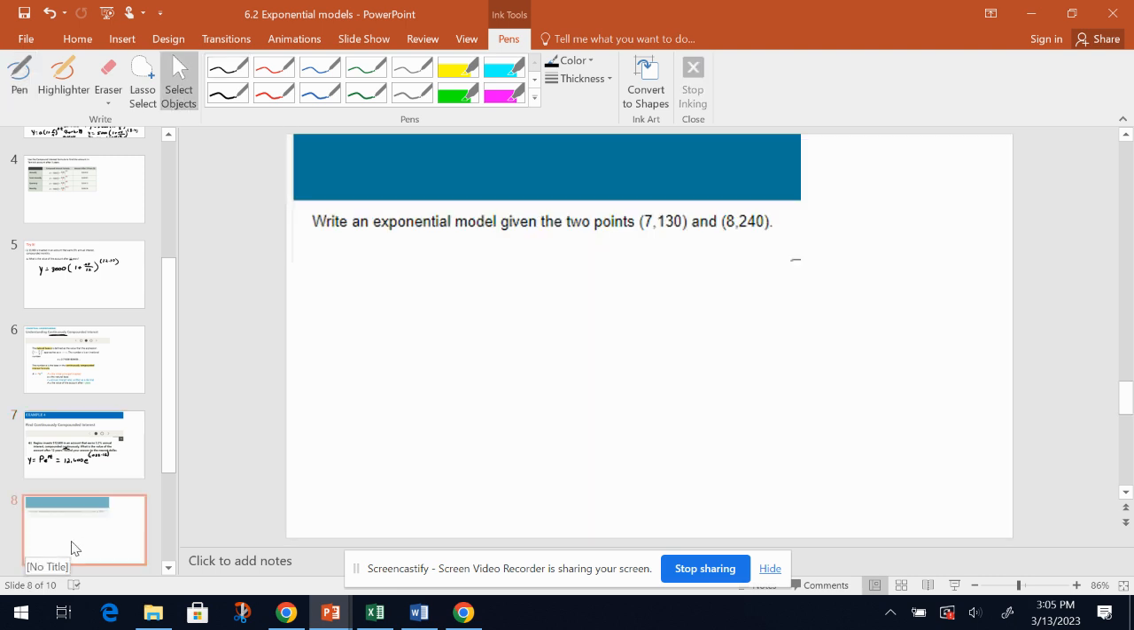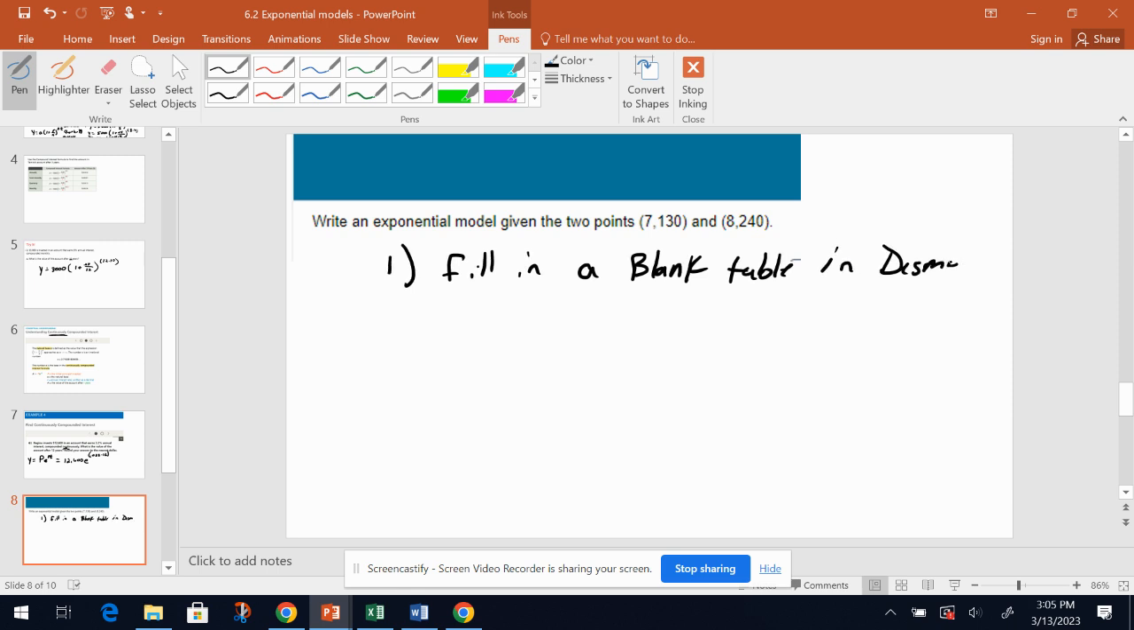Okay, and then the last thing that I'm going to have you do is to write an exponential model. So when we're writing an exponential model, there are two things you have to do. Number one, we have to fill in a blank table in Desmos. Okay, so whatever I have here, if it's one ordered pair, two ordered pairs, three ordered pairs, I will put them into a blank table. And then the second thing I'm going to do is I'm going to type in Y1, the little tilde. I'm going to type in A, B, all raised to the X1 power. Make sure that you use that Y1 and the X1. So again, my two ordered pairs are 7 130 and 8 240.